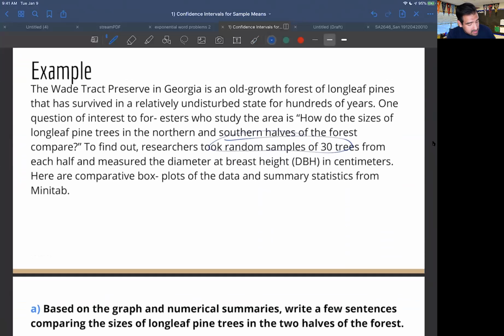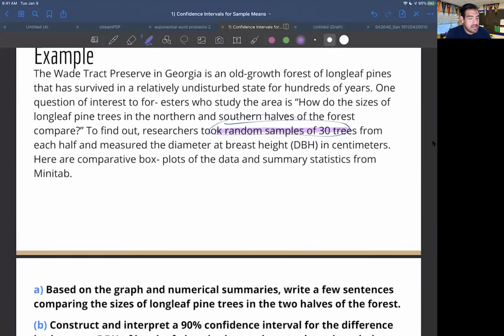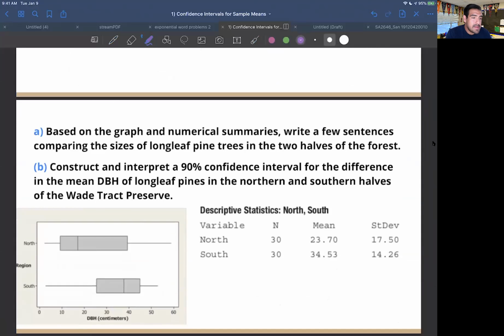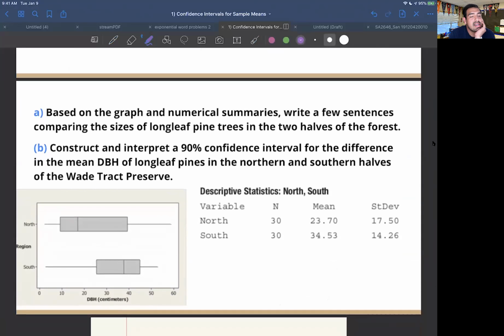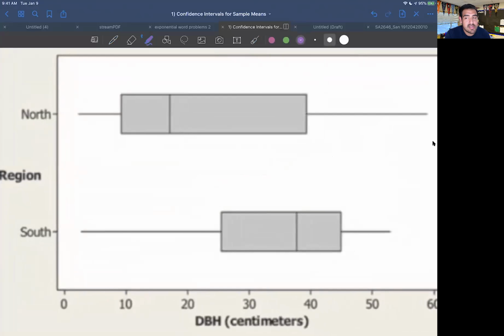So I just want to make note really quick that we have a random sample of 30 trees for each. We'll use that to check our condition. And here's our problem. Based on the graph and the numerical summaries, write a few sentences comparing the size of longleaf pine trees in the two halves of the forest. So let's start there. Let's look at these two distributions and describe them. Remember, when we describe a distribution, we need to use SOCS.